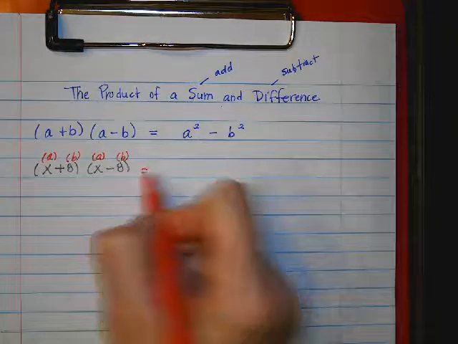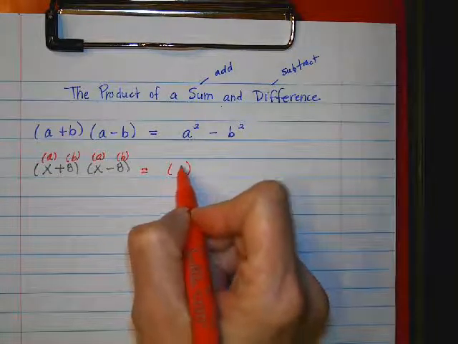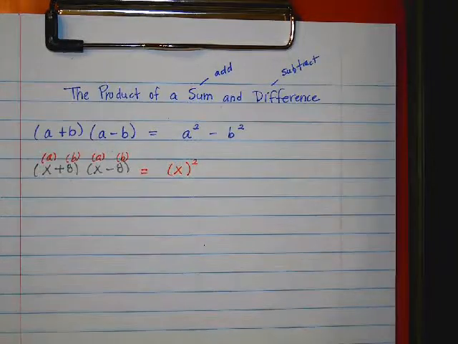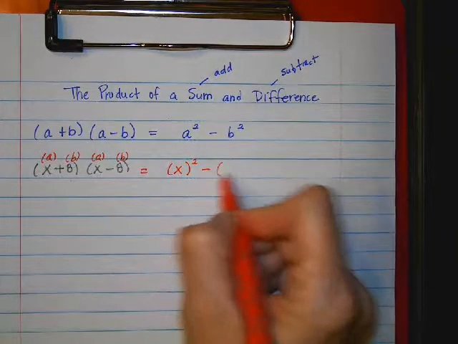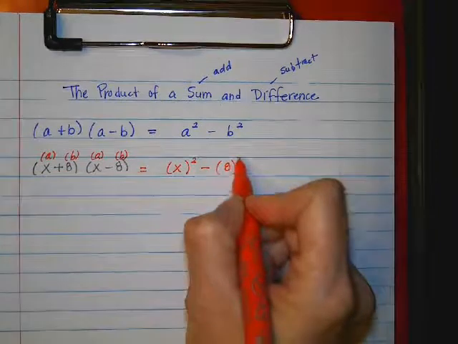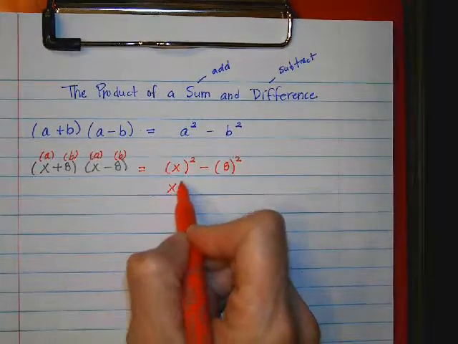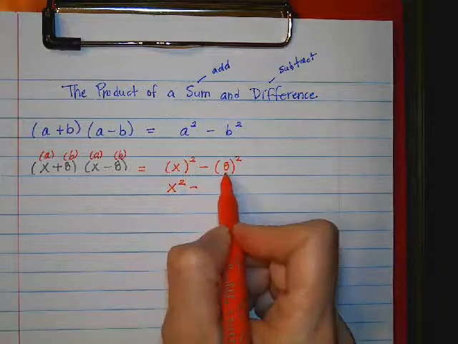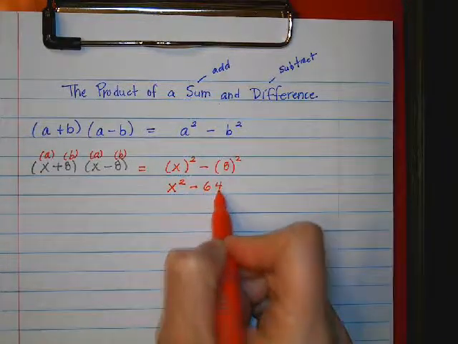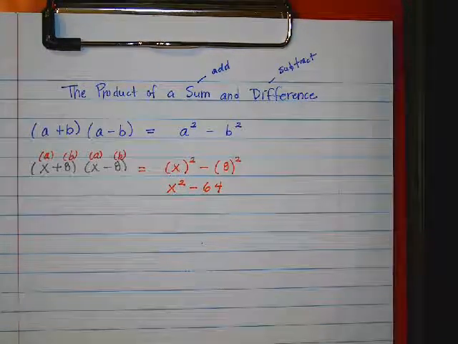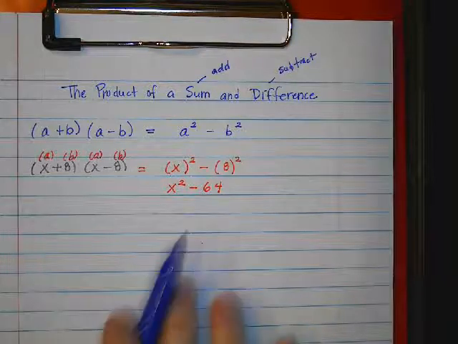So when I go to solve this, I take my a term, which is x, and I square it. And I minus my b term, which is 8, and I square it. So x squared is x squared minus, and then 8 times 8 is 64. So the reason why they do this is a short method for you.